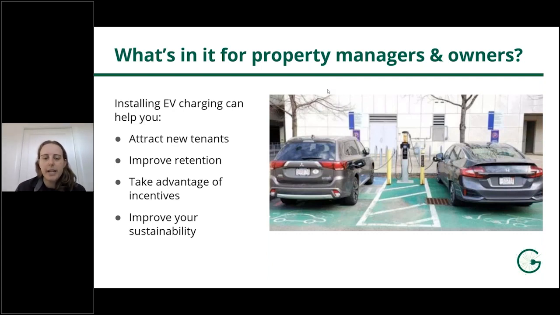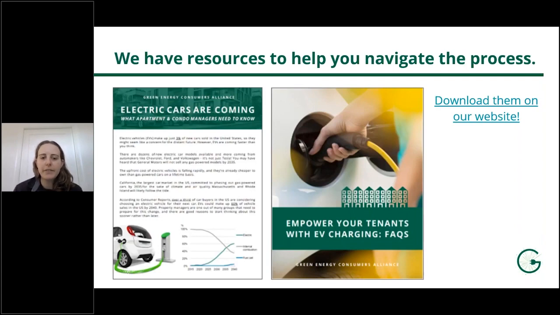So we have a couple of resources to help people navigate this process that are available on our website. One of these resources is a basic introduction: electric vehicles are coming. This is important for you to know if you own an apartment building or are part of a condo association. This is something that you should consider. So one of them, the one on the left, is a very brief persuasive document that's like, this is something you should care about and this is important for your business effectively. Then the document on the right gets into the nitty-gritty of a lot more of the details.